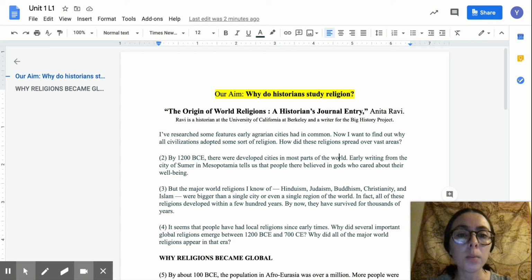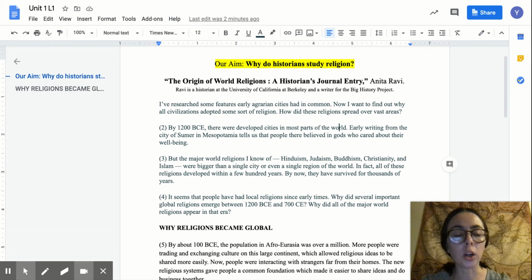Scholars, you've come to a very important section of your asynchronous work. For this part, you're going to be reading an article, and the aim of this article is to try to help us understand and answer this question: why do historians study religion?